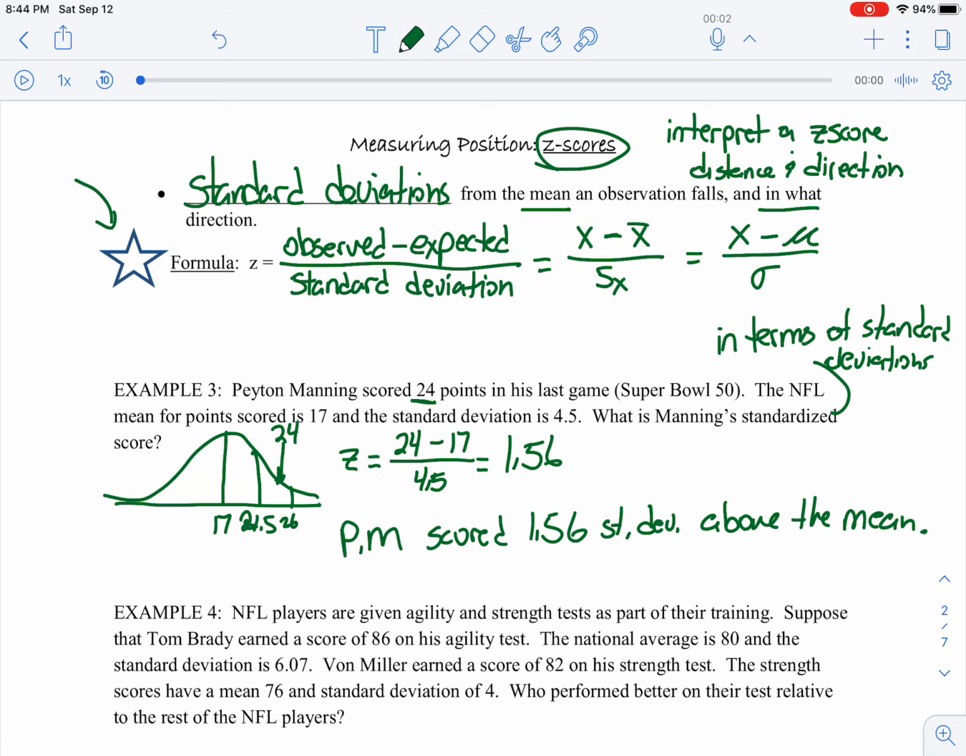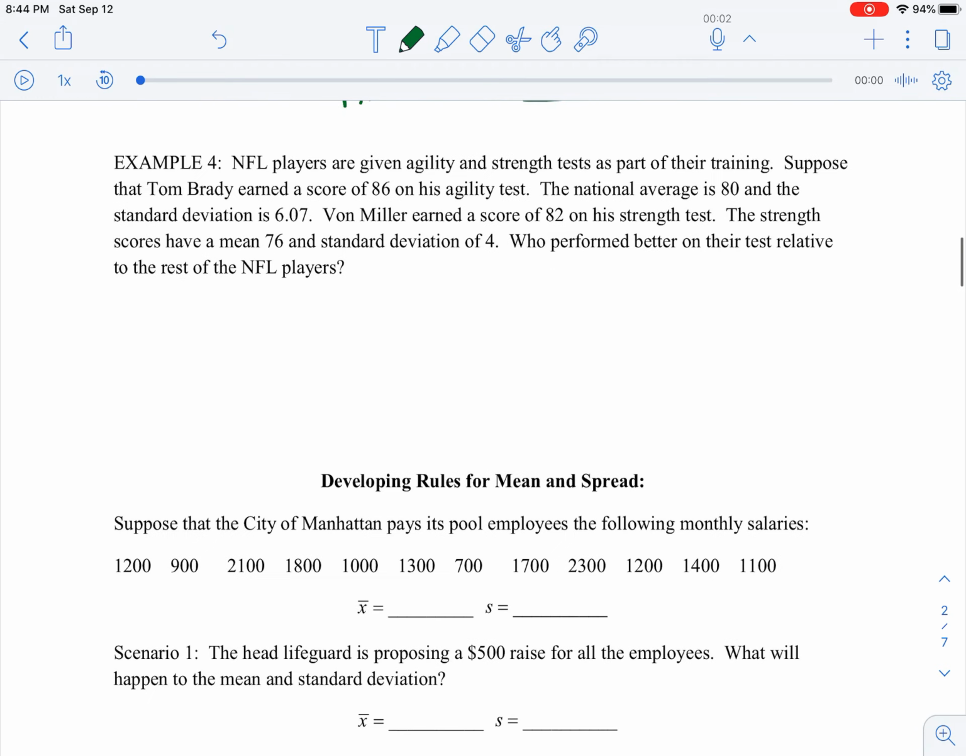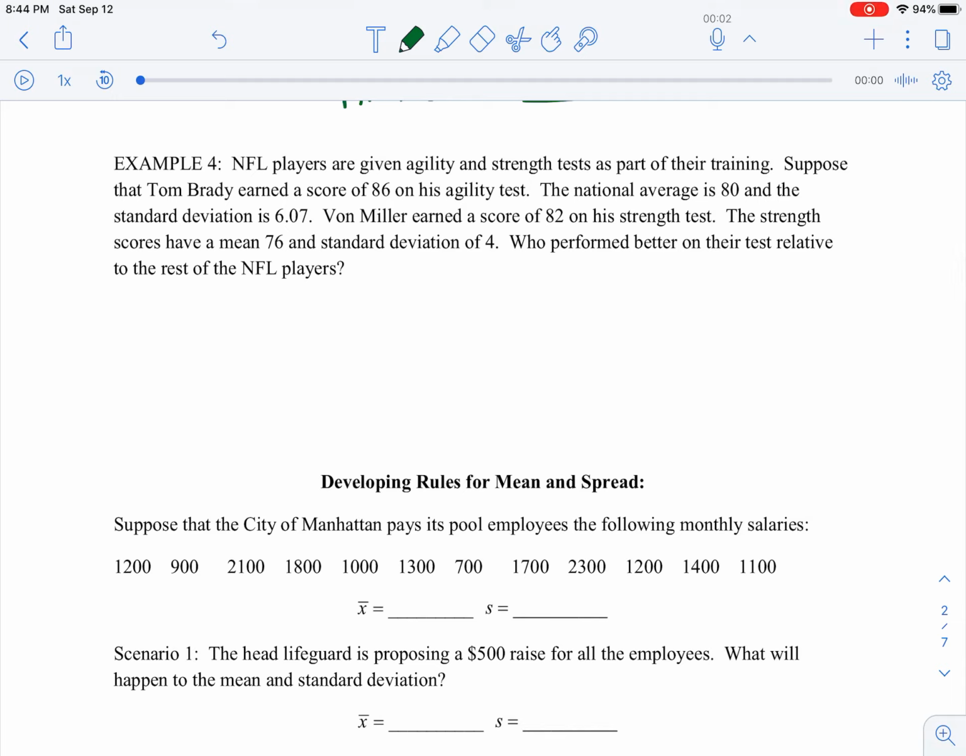So when the AP grader is looking for 1.56 standard deviations, we have to have that direction in there, above. So we have to have a distance and a direction. Okay, that was just with one. Now the whole purpose of this is to compare two different things and figure out which of those two is better, because they're on two different scales.